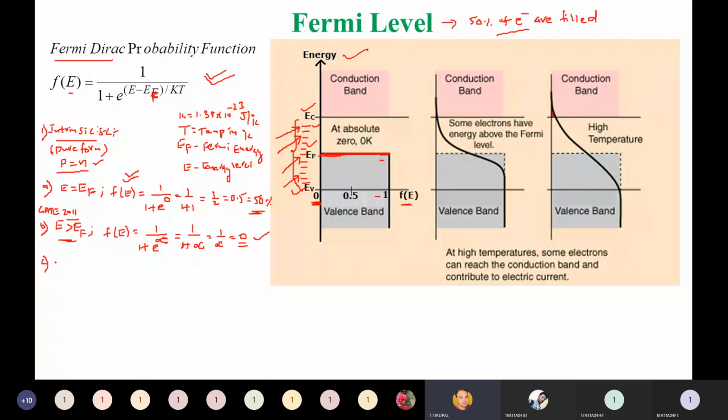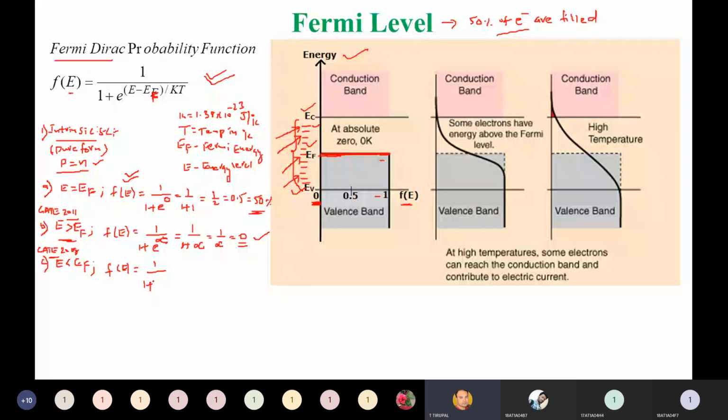Last case, case 3. E is less than EF. This is also asked in GATE. It's a GATE question. It has been asked in GATE 2008. E less than EF. What is F of E? That is, the applied energy is less than the Fermi energy level. If the applied energy is less than the Fermi energy level, what is the answer? 1 by 1 plus e power (E less than EF). E less than EF means what can I get?